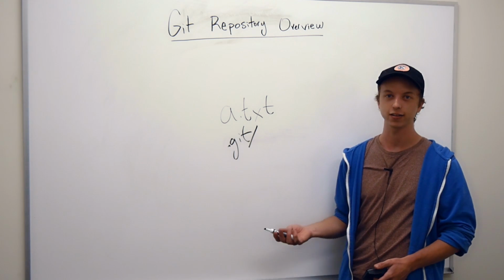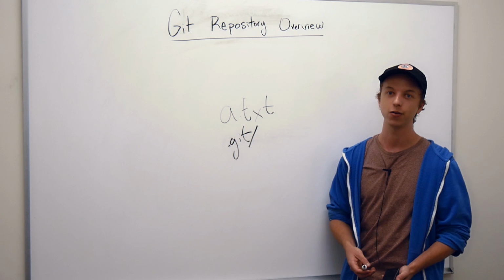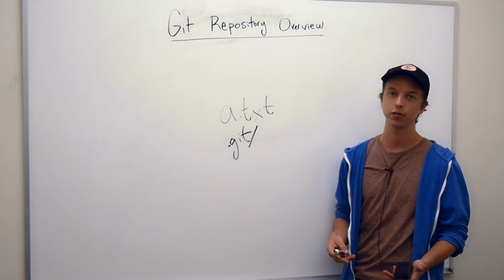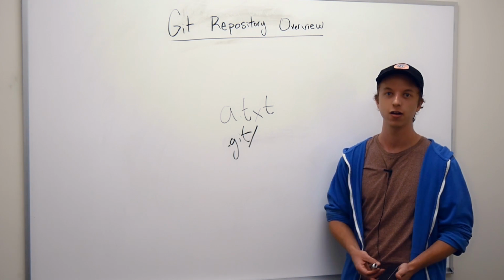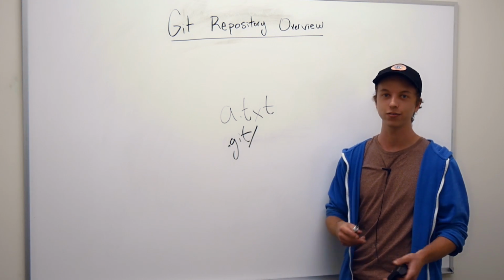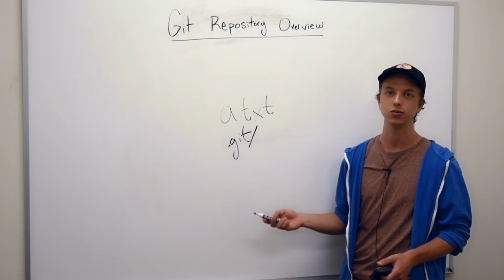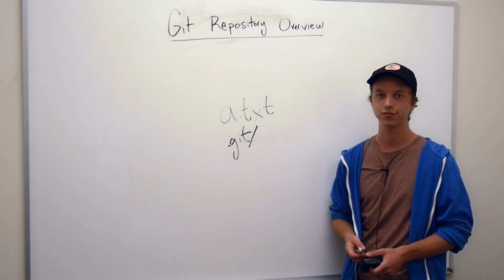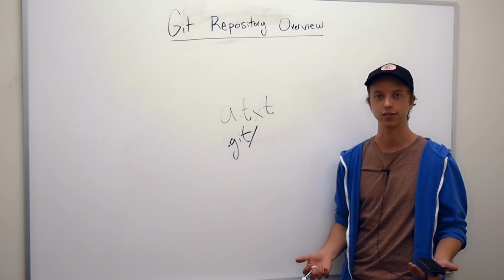So if you delete this .git folder, something important to note is that the only version that you will then have of all of your files are the versions within the files at that point in time. So all of the version history is gone once you delete this .git folder, if you don't have it pushed to GitHub or anything like that.